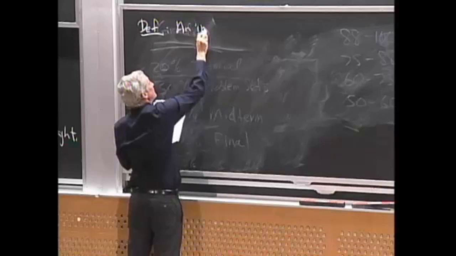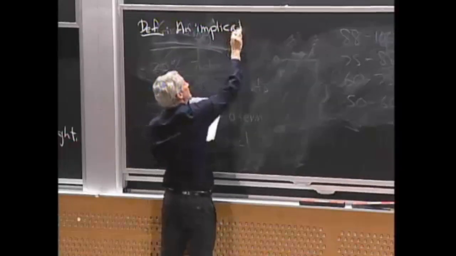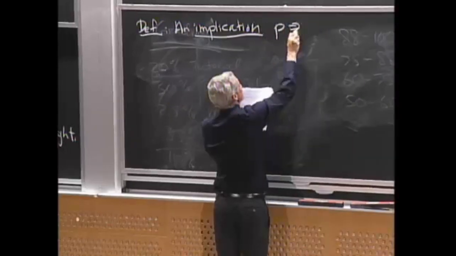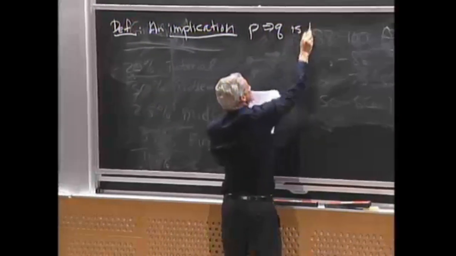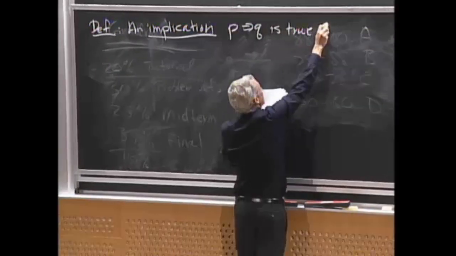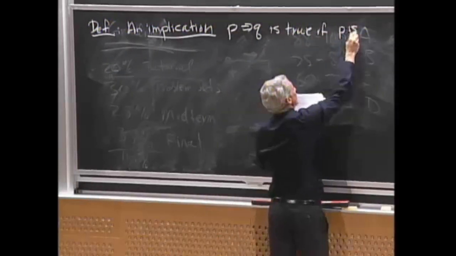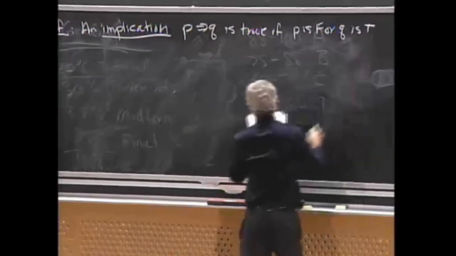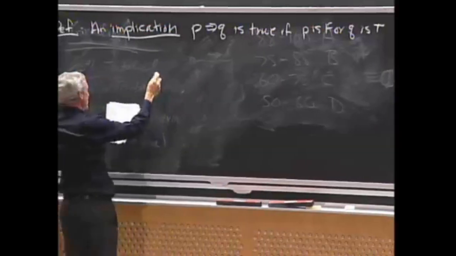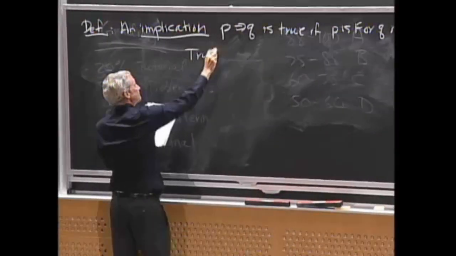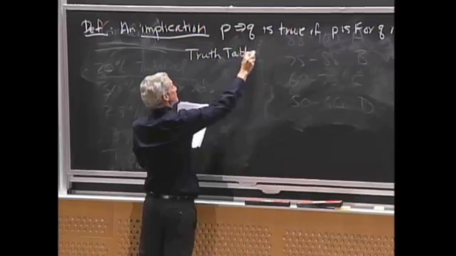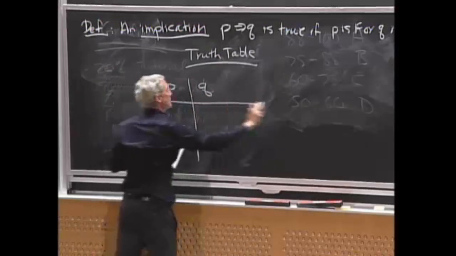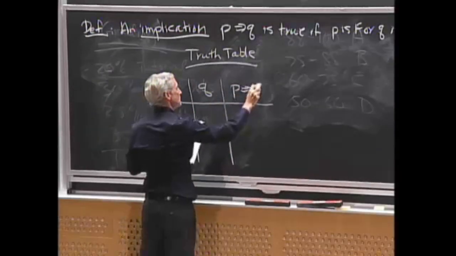An implication P implies Q is said to be true if P is false or Q is true, if either one. So we can write this down in terms of a truth table as follows. We have the values of P and Q. Then I'll give the value of P implies Q.